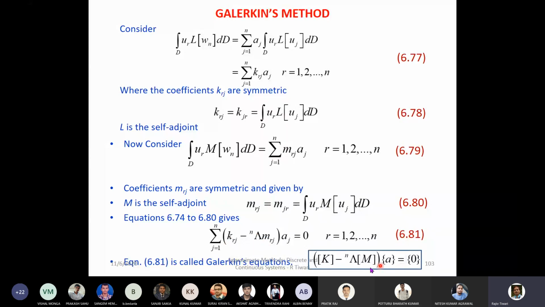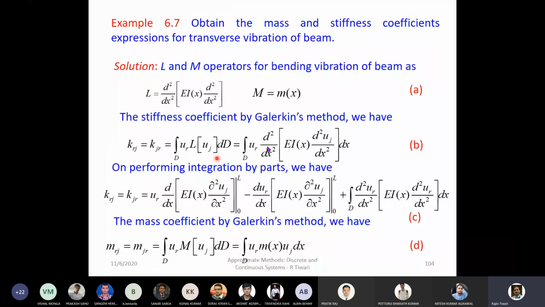Again, that can be written in the form of a matrix like this, which is a discretized form of the eigenvalue problem from the continuous system having n degree of freedom system. So once we have this, the procedure is same, because then again eigenvector we need to obtain, eigenvalue we need to obtain, and substitute back in the assumed series form to get the eigenfunction.